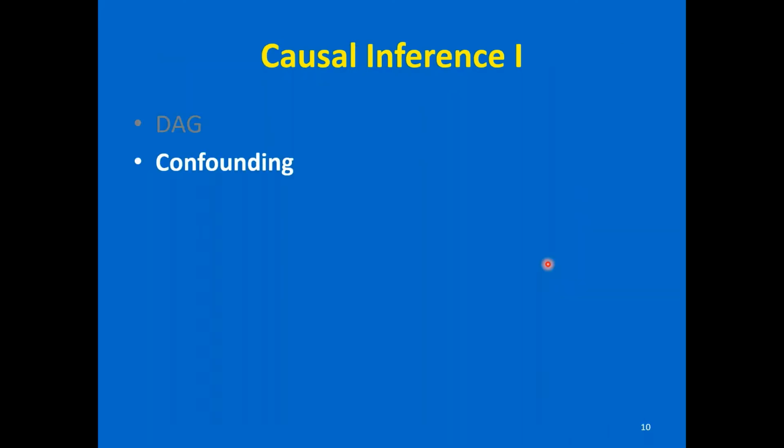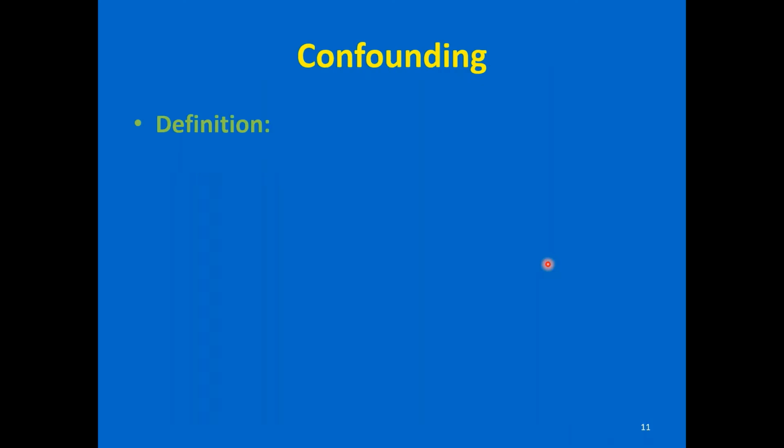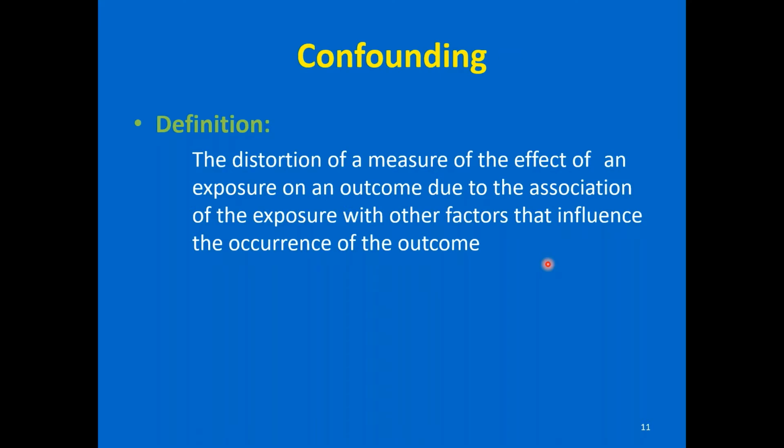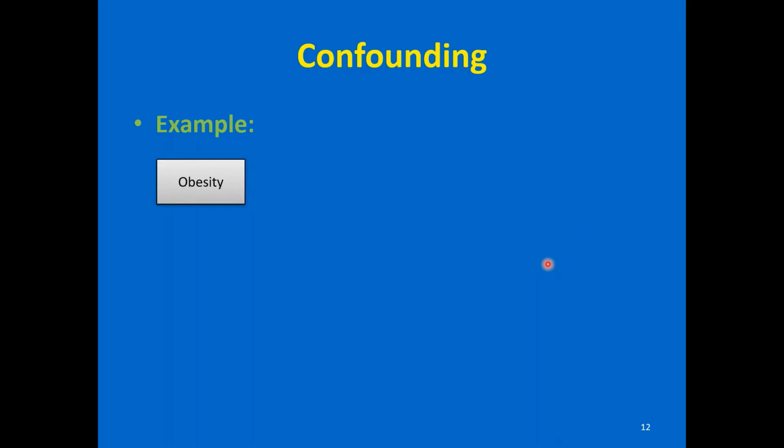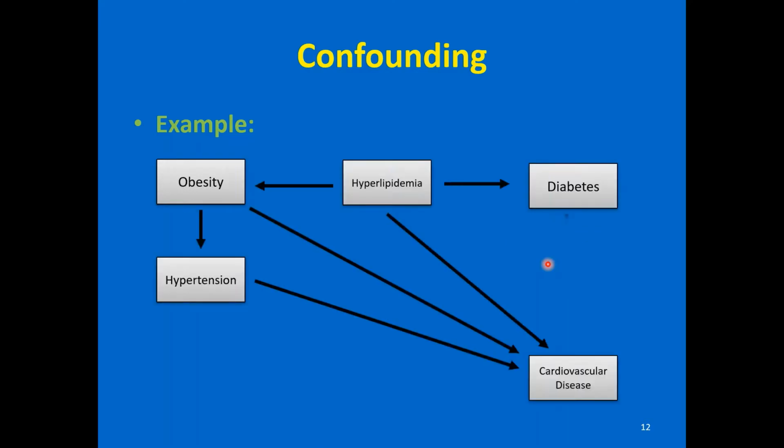Well, let's go to confounding. Let's first define what a confounder is. It is distortion of a measure of the effect of an exposure on an outcome due to the association of the exposure with other factors of the outcome. Sounds complicated. Let's try to simplify it. Remember this association between cardiovascular disease, hyperlipidemia, and diabetes, and old age associating with all of these.